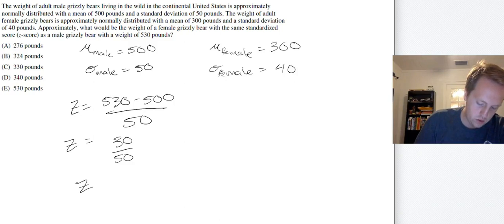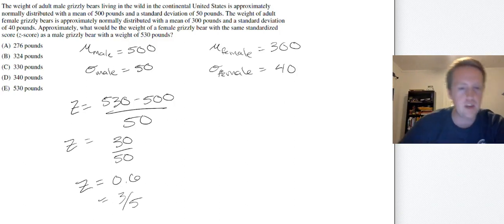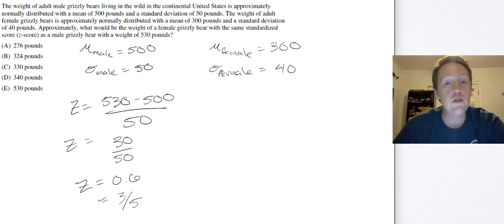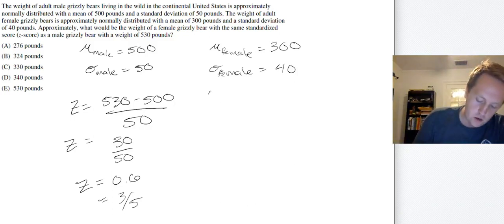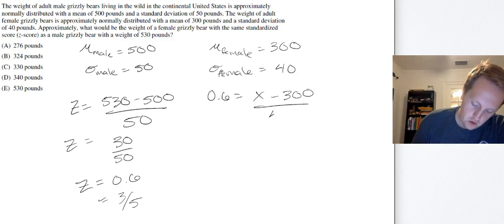So Z equals 0.6 or 3/5, depending whether you like fractions or decimals. Okay, so now I'm going to use that to solve for the weight of a female grizzly bear that has a similar Z, has the same Z score. So I'll go 0.6 equals, don't know her weight, minus 300 over 40.